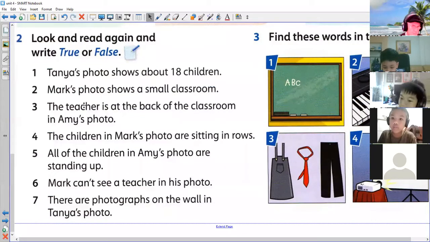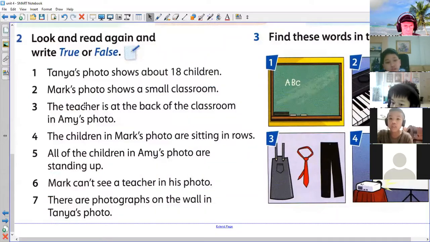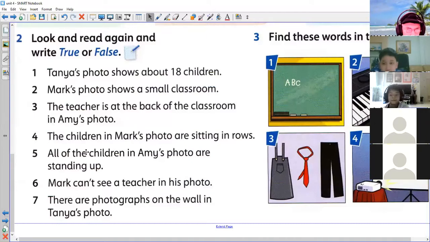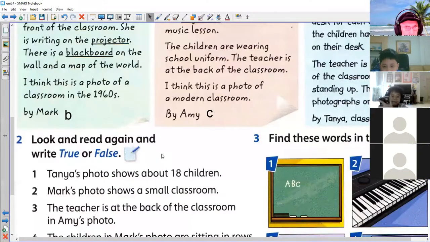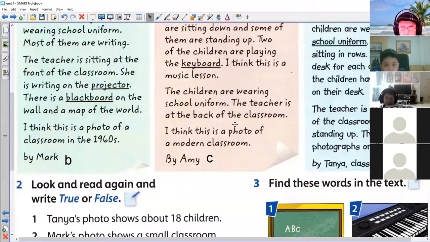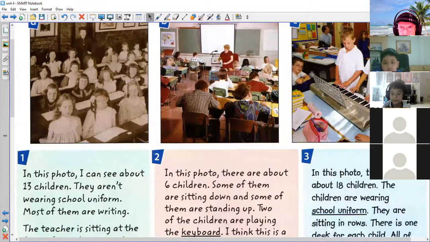Right, is there anyone who would like to read number 5? 41, please. Okay, Tame. Of the children in Amy's photo are standing up. True or false? False. Amy's photo is photo C, all standing up. Yeah, false, because some are sitting down. Okay, good.